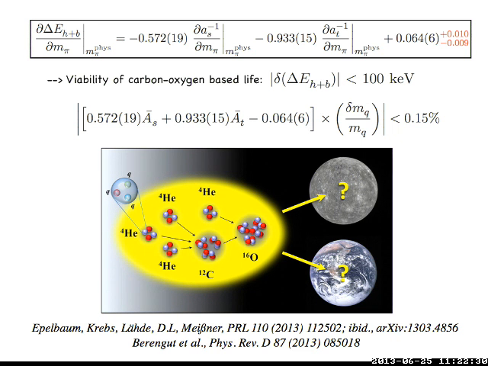quark mass needs to satisfy so that we don't end up like the Moon, but we end up like the Earth. So here no carbon is generated. So we end up in this scenario if we go outside this bound.